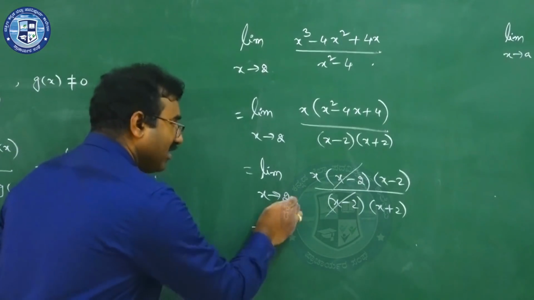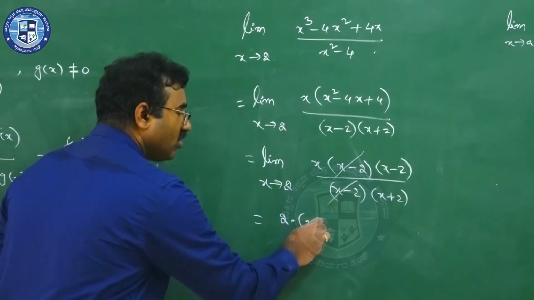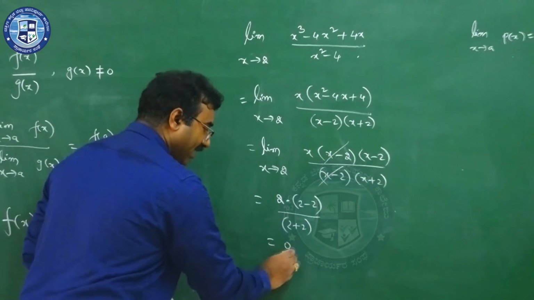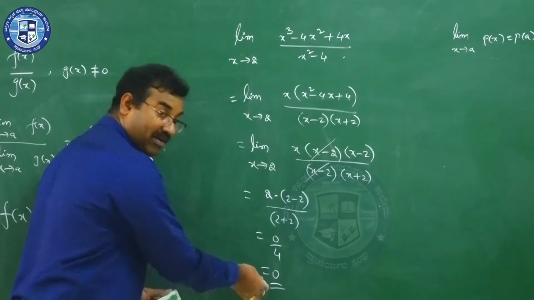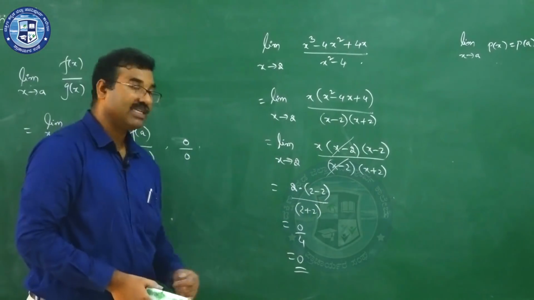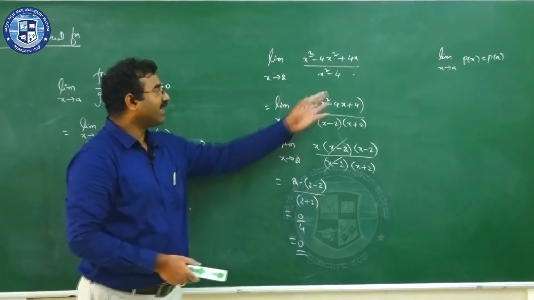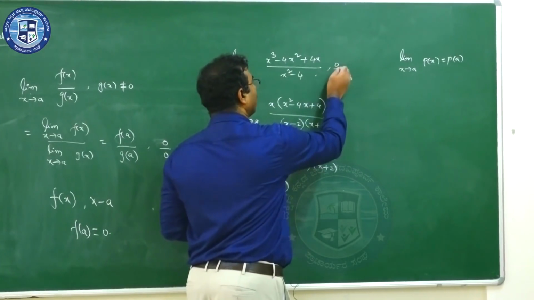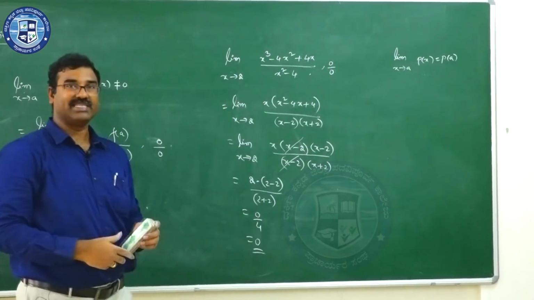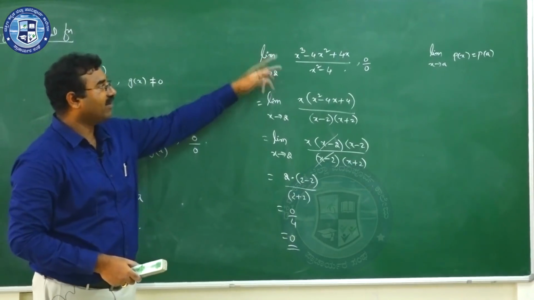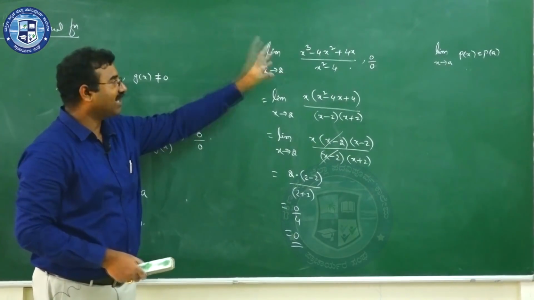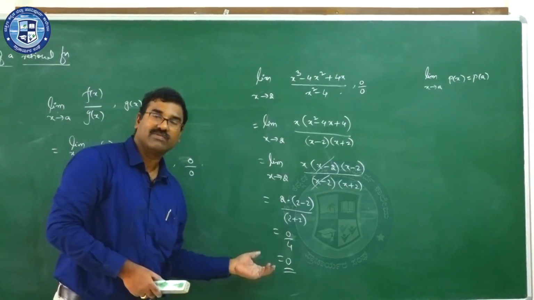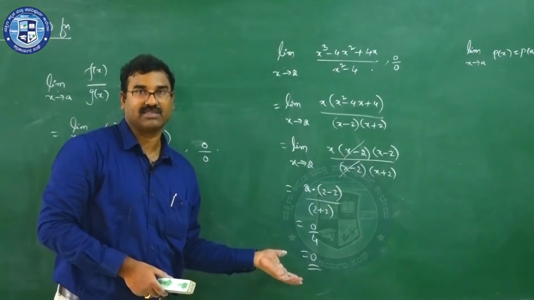And then when you substitute here, 2 into 2 minus 2 by 2 plus 2, you are getting 0 by 4, 0. It's a finite value now. So the answer is 0 here, right? But when you straight away substitute 2 here, you are getting 0 by 0. That means x minus 2 is a factor for both of them, that we have to cancel. We cancelled, and then finally we evaluated. We got the answer 0 like this, right?